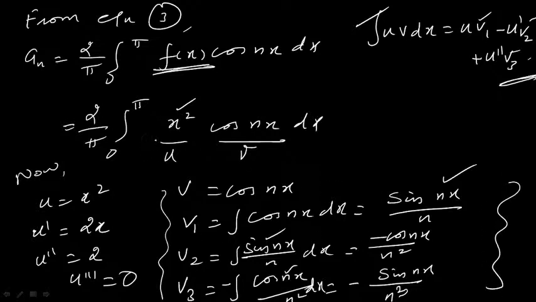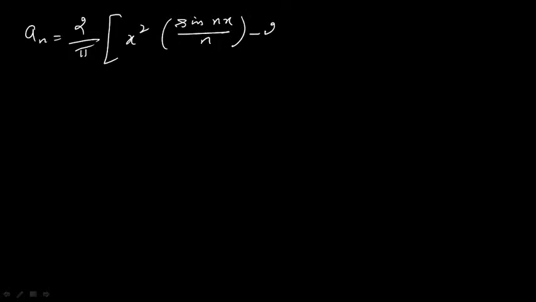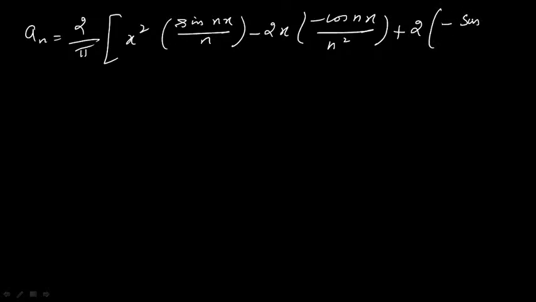Next, your a n is equal to 2 by pi times u v1. What is your u? x square. v1 is nothing but sin nx divided by n, minus u dash is 2x, v2 is nothing but minus cos nx divided by n square, plus u double dash is nothing but 2, and v3 is minus sin nx divided by n cube, with the limit from 0 to pi.